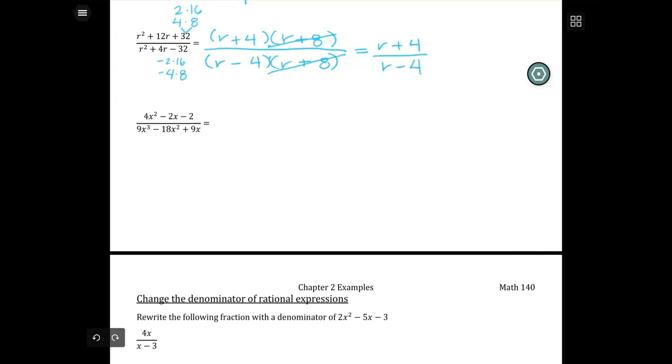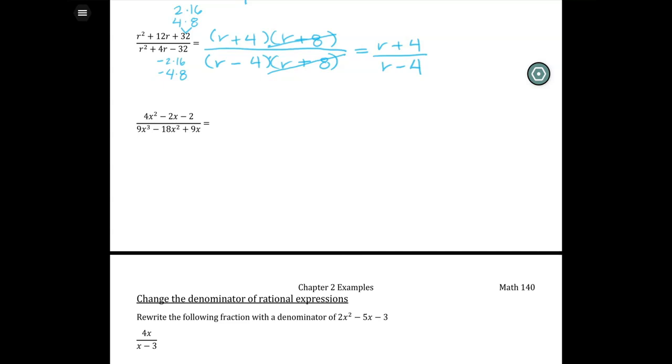Notice, as tempting as it is, that we should not be canceling the r and the 4 because now they're attached by addition and subtraction. And addition and subtraction are not inverses of division. They don't cancel each other out.